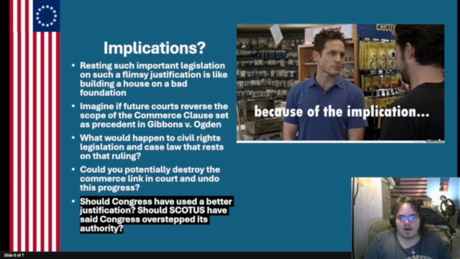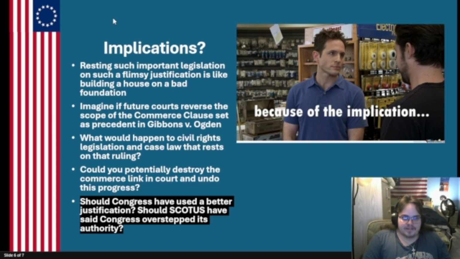Because look at the cases of Katzenbach and Heart of Atlanta Motel. In those cases, both businesses were situated pretty well near interstate highways. And in the case of Katzenbach specifically, they were using out of state food. And in the case of Heart of Atlanta Motel, they were serving out of state patrons. But what if you had a business out in the sticks, not anywhere near an interstate or state highway, that didn't serve out of state patrons and that didn't source food or other equipment from out of state? Could you still use the Commerce Clause to prohibit that business from segregating?